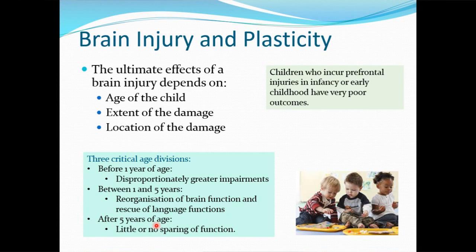And then after 5 years of age, there's little or no sparing of function. So if the child is older than 5, they have damage in the verbal areas, they just lose that functioning. There's no sparing of functioning. So if you're assessing a child, always think, is this child under 1? Is he or she between 1 and 5 years or older than 5 years? It becomes very important. And where is the injury and to what extent is the injury?